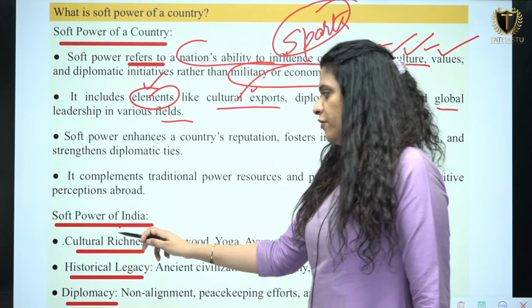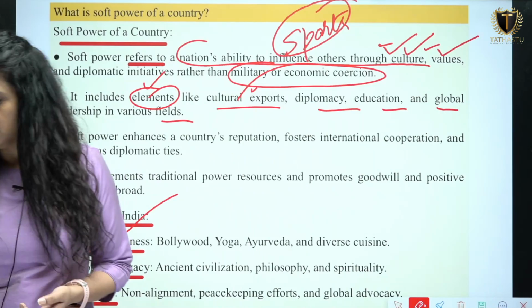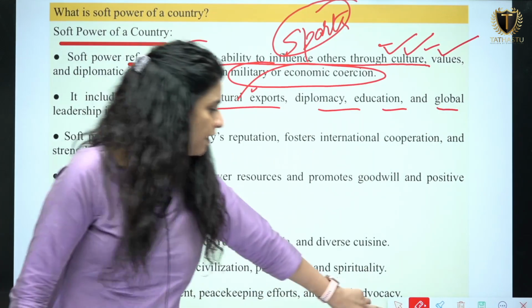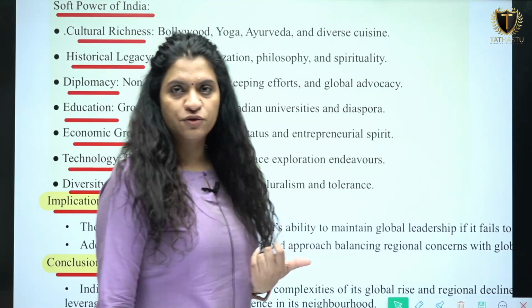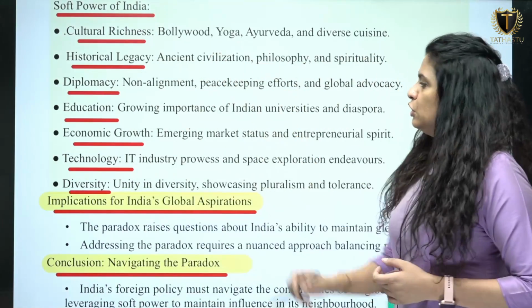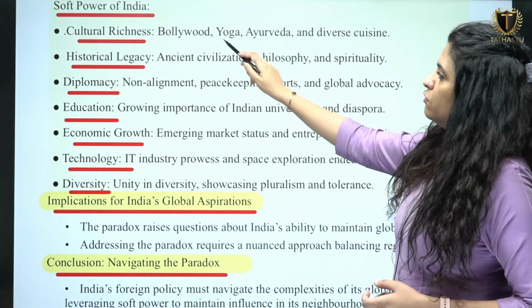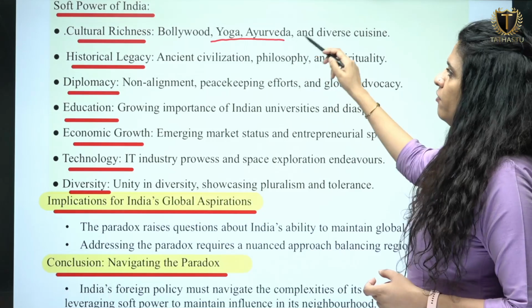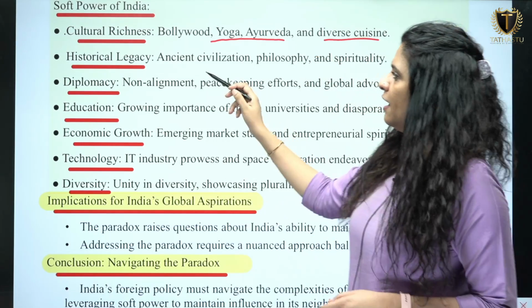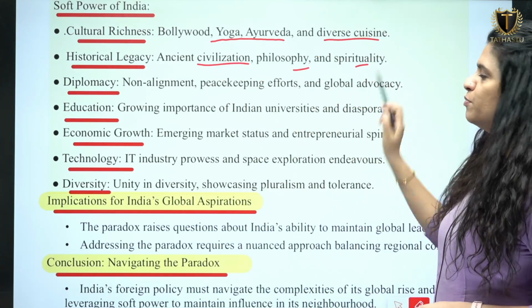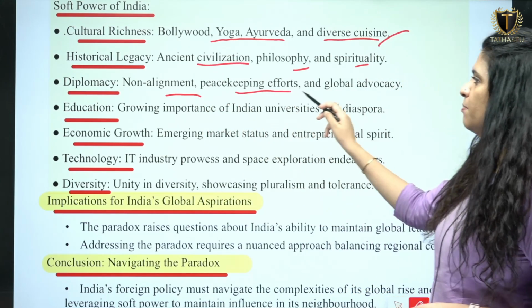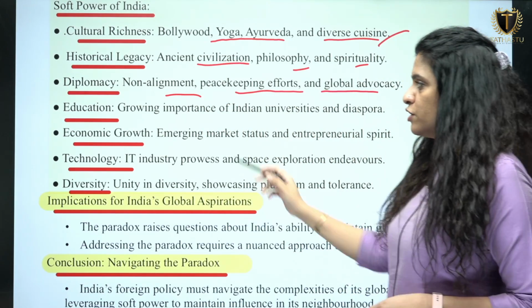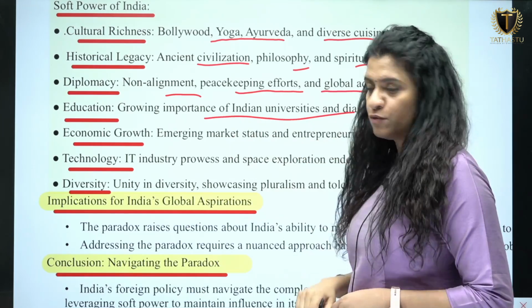So, soft power of India: where can India exercise its soft power? Let's look at that. Cultural richness, Bollywood, yoga, Ayurveda: through these India can exercise soft power. Diverse cuisine, historical legacy, ancient civilization, philosophy, spirituality, Buddhism, Jainism, etc. Diplomacy, non-alignment, peacekeeping efforts, global advocacy. Education, growing importance of Indian universities and the diaspora.